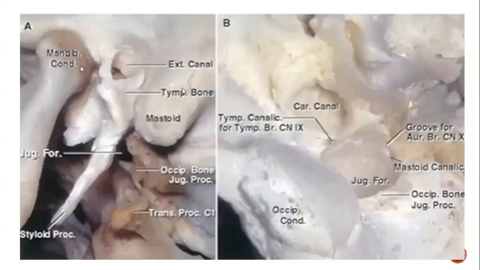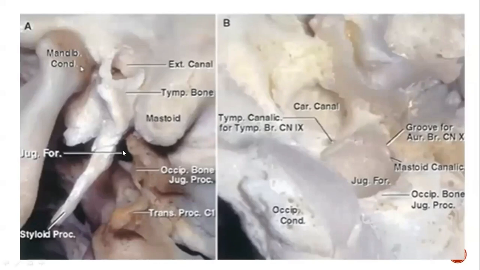Now this is the lateral view of the skull, lateral and inferior view. Here we can see the mandibular condyle. This is the styloid process, which is the lateral boundary of the jugular foramen. This is the jugular foramen. Now this is the transverse process of C1. So here the vertebral artery travels in the transverse foramina of C1. So this makes the posterior boundary or the limit of the jugular foramen.